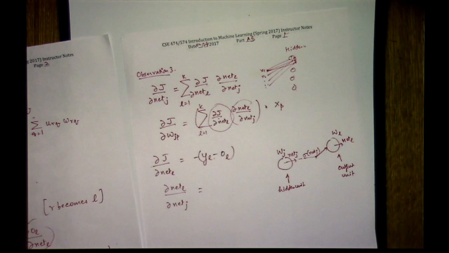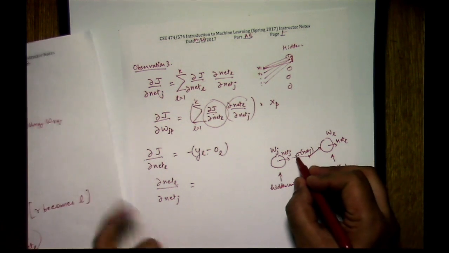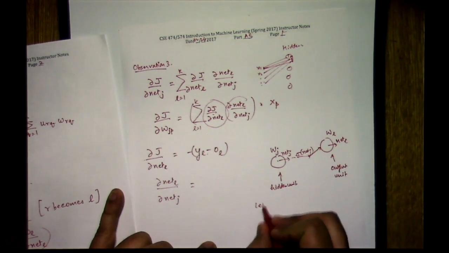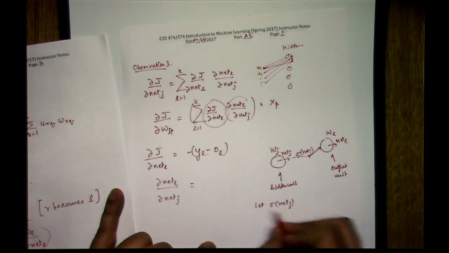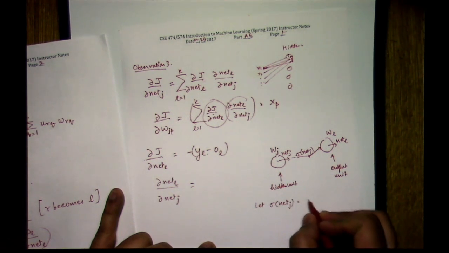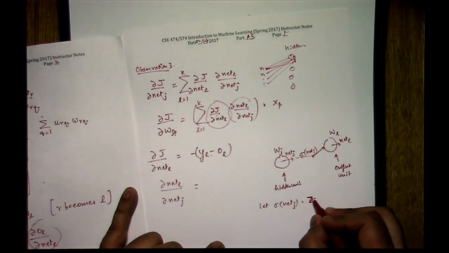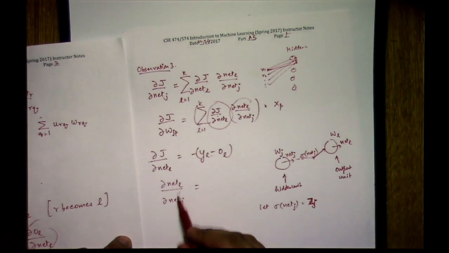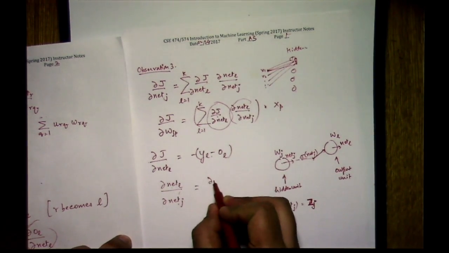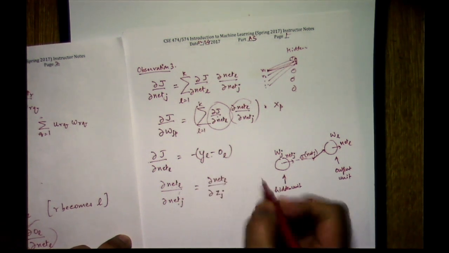Right. So just for our notational simplicity, just for this time, I'm going to call this sigma of net j, which is the sigmoid of net j, denoted as z of j, just so that I don't have to write it over and over again. So you can write this now as the derivative of net L over z j.